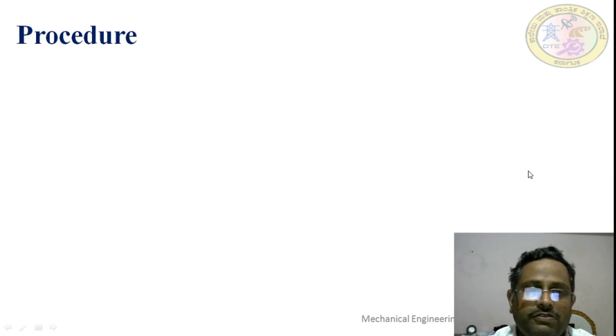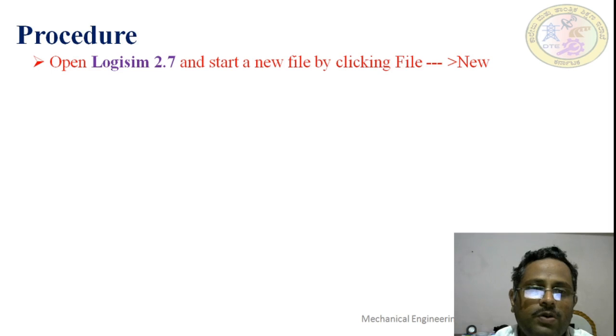Next we will see the procedure to simulate the logic gates using Logisim 2.7.1. First step is to open Logisim 2.7 and start a new file by clicking File, New. In the menu bar, File is there. Under that you click on New, it will open a new file. This is the first step.